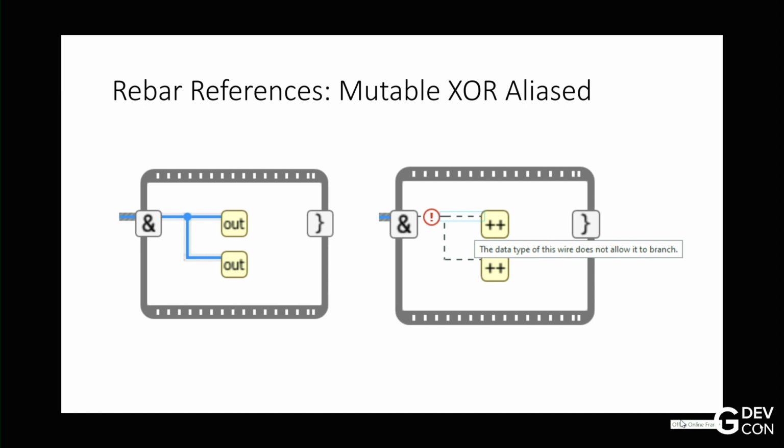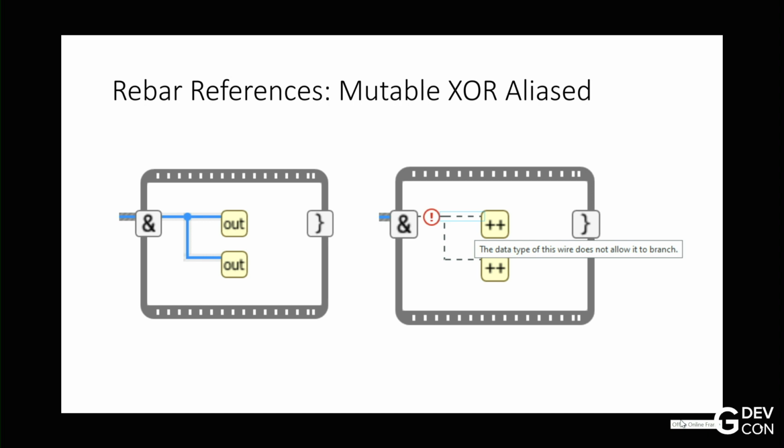But there's an additional rule that goes along with this in order to enforce reference safety, and this is shorthanded as mutable XOR aliased. In other words, you can have a reference that is mutable, or you can have more than one reference to the same object at the same time, but not both. If you have more than one reference to the same object at the same time, all of those references must be immutable. And if you have one mutable reference, then that means you cannot have any other references at all to the same object.